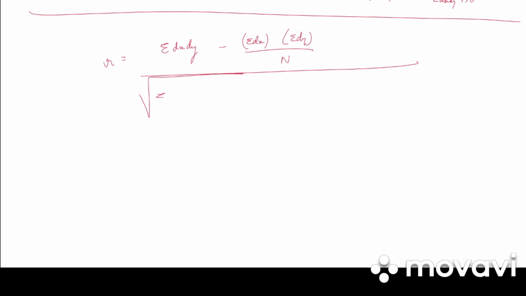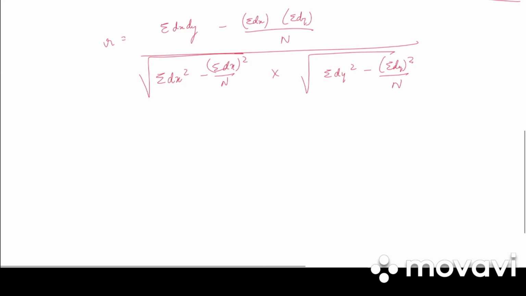So what is the formula? R is equal to summation dx dy minus summation dx into summation dy divided by n, whole divided by square root of summation dx square minus summation dx whole square divided by n, into square root of summation dy square minus summation dy whole square divided by n.